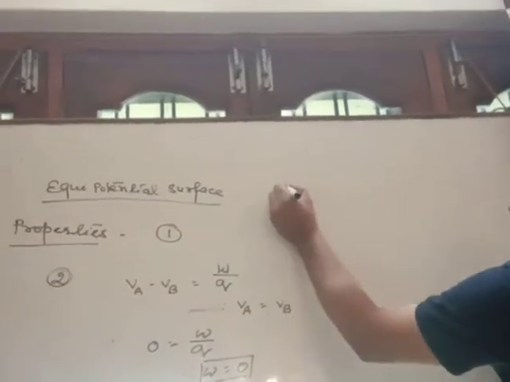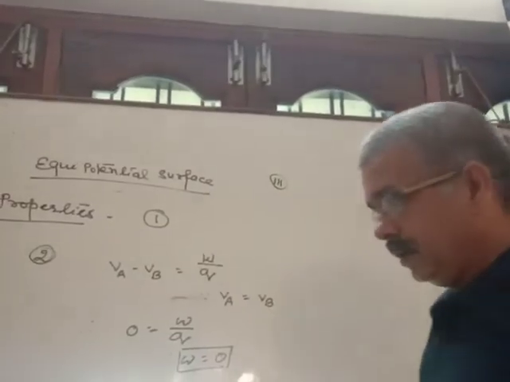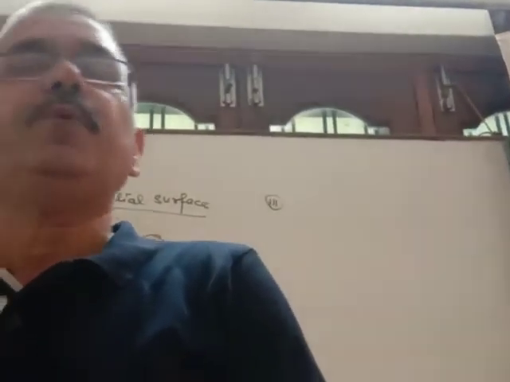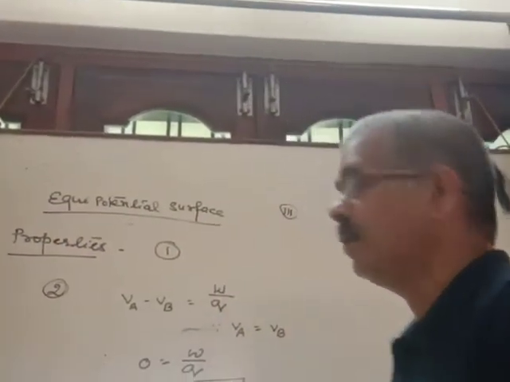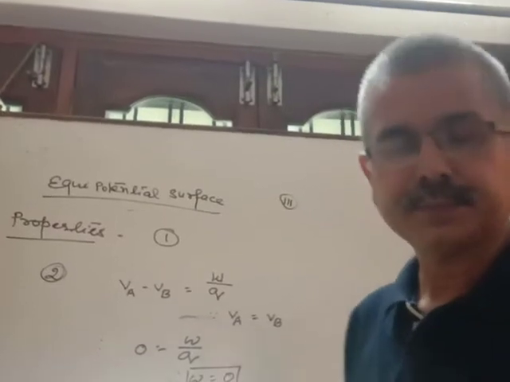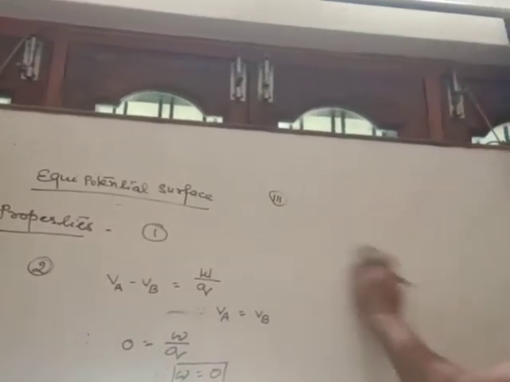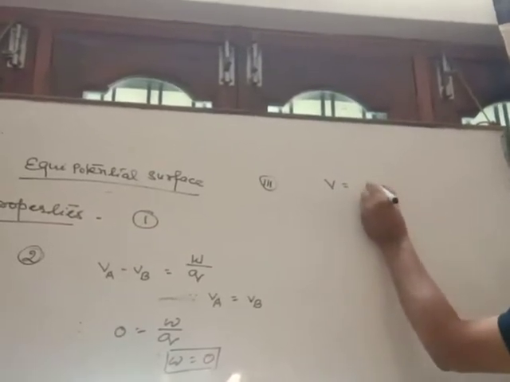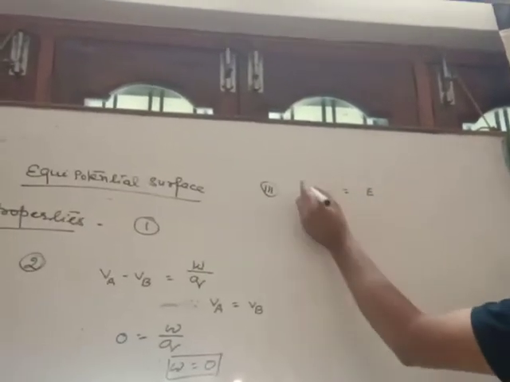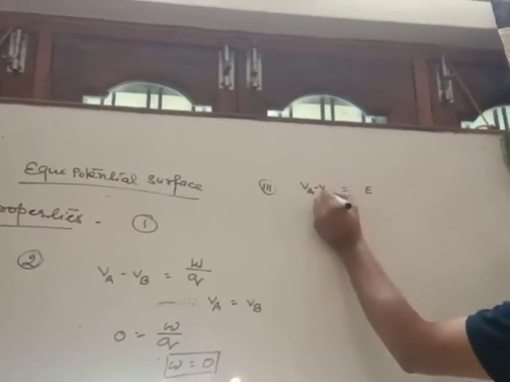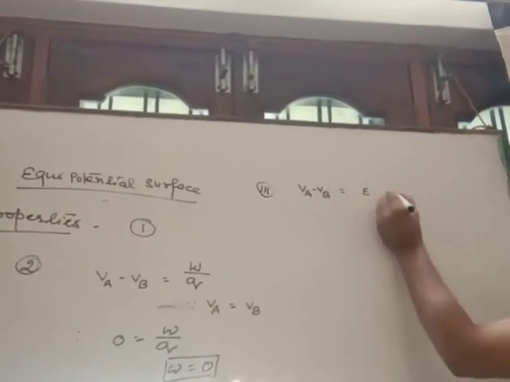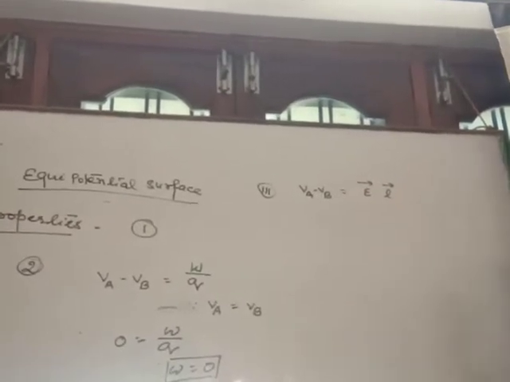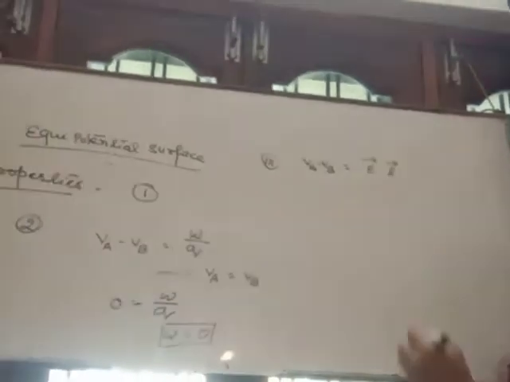Third, electric lines of force emerge perpendicular to the equipotential surface. See here, as you know, potential difference V, or you may write VA minus VB, is equal to E·L, where E is the electric field intensity and L represents the electric lines of force.